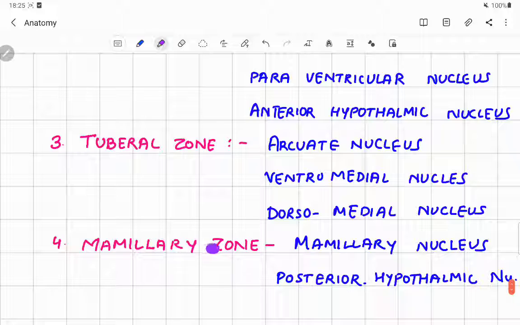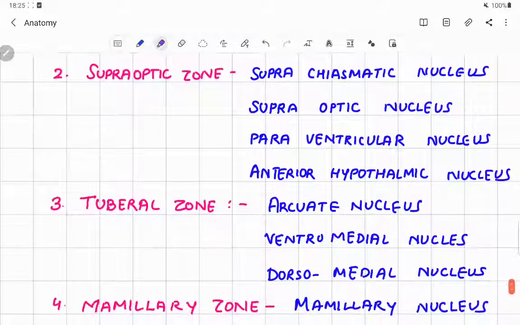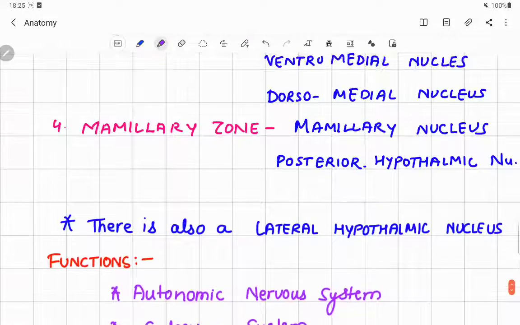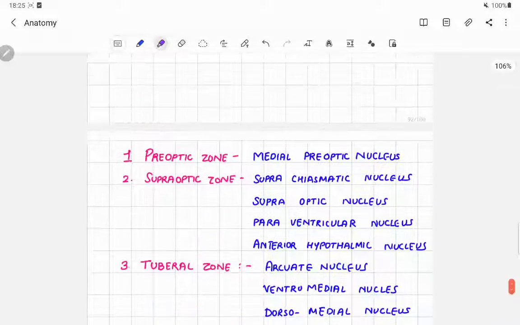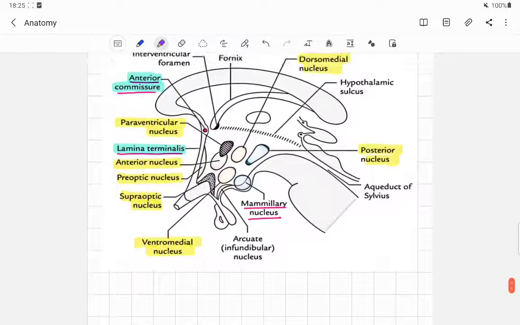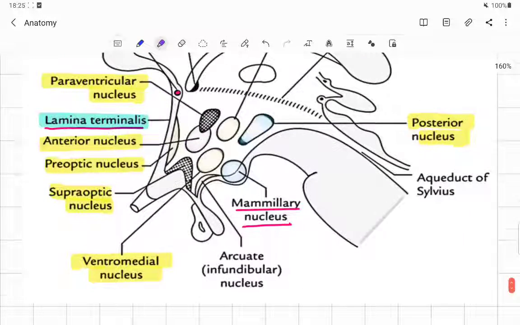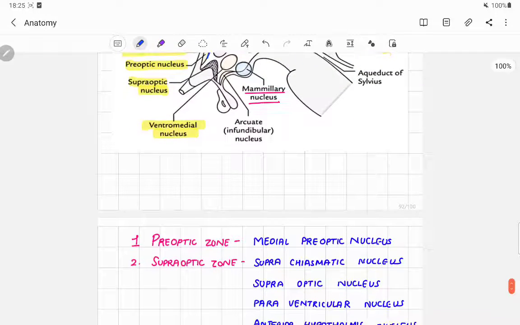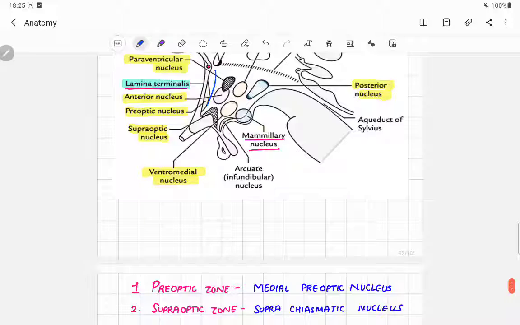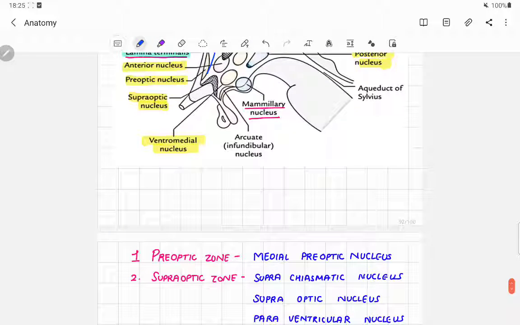And the fourth and final zone is the mammillary zone, which contains the mammillary nucleus and the posterior hypothalamic nucleus. So the anterior hypothalamic nucleus is located in the supraoptic zone, and the posterior hypothalamic nucleus is located in the mammillary zone. We'll be looking at their functions later on. Since the hypothalamus can be divided into zones, we'll see how these zones are divided. We have seen the first zone is the preoptic zone, which contains the medial preoptic nucleus.